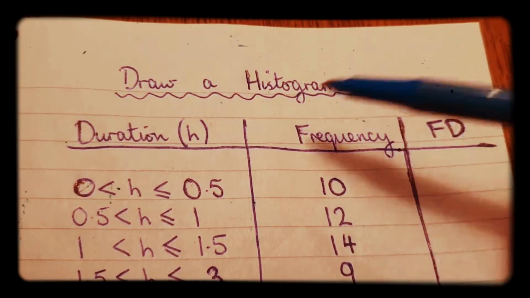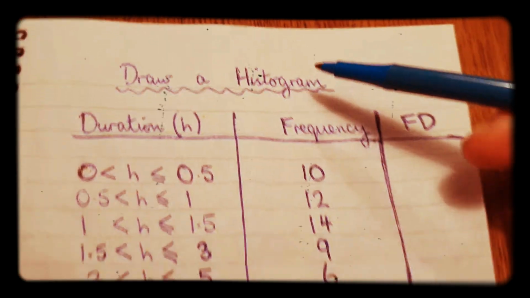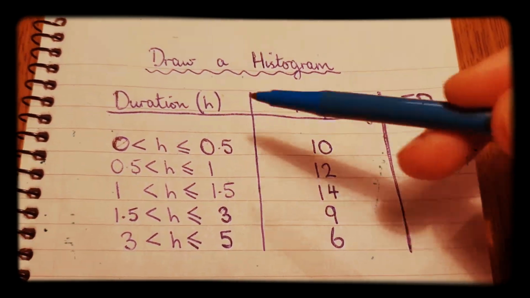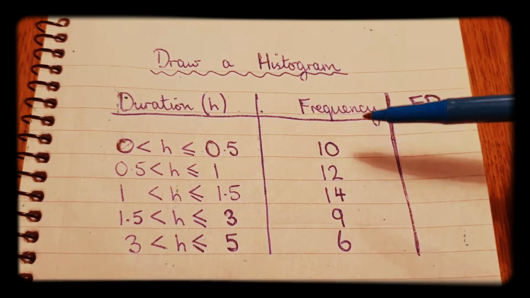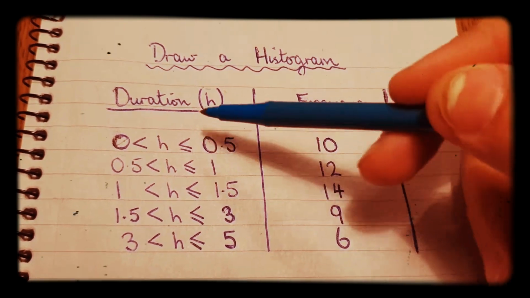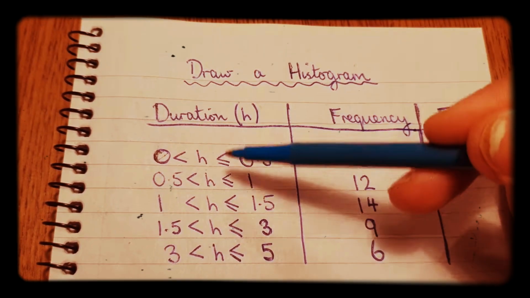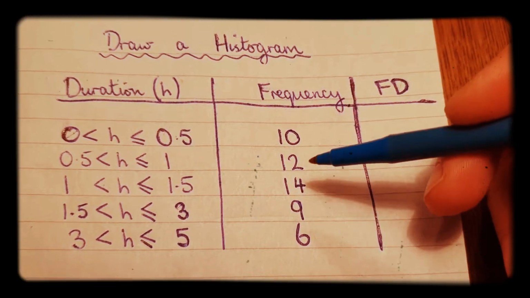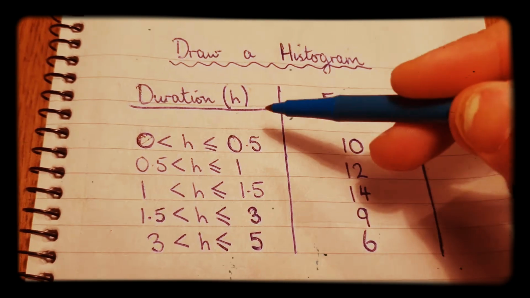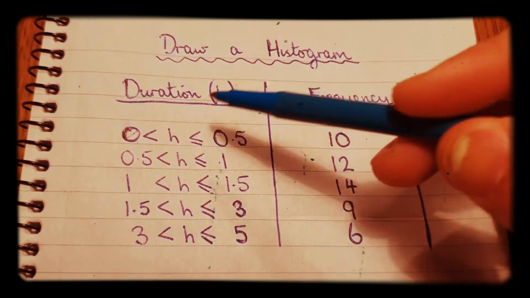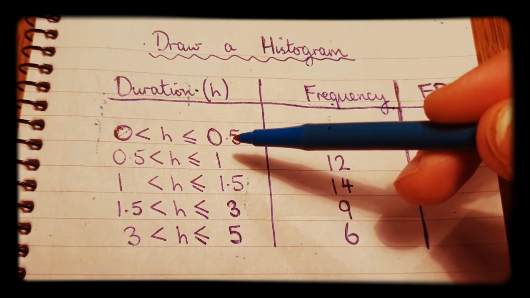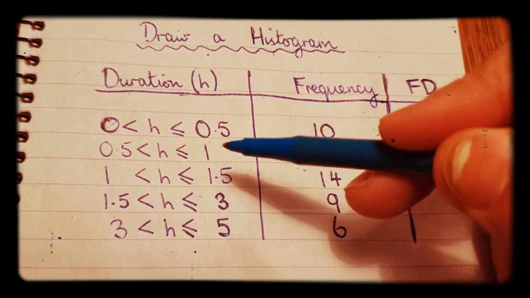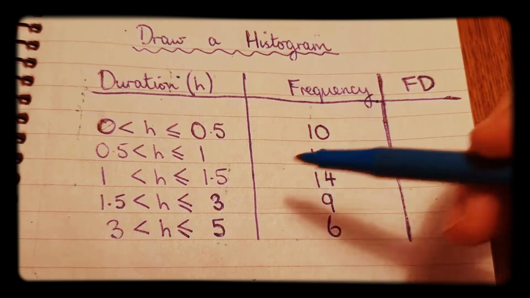Right, so we have a task to do today and we're going to draw a histogram with this data that we have here. So in an exam you might get given a table like this. I've just made this. On this side we have the duration in hours, and here we have the frequency, so the number of people that we recorded in each class. Okay, so 0 to 0.5 hours we had 10 people, 0.5 to 1 hour we had 12 people, and so on.